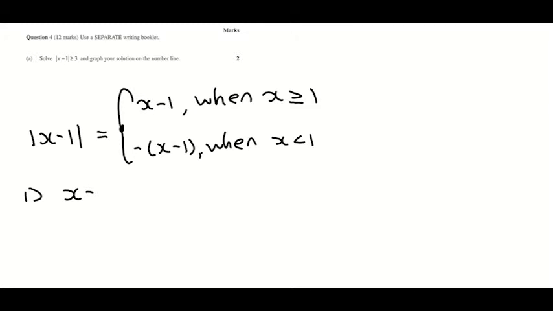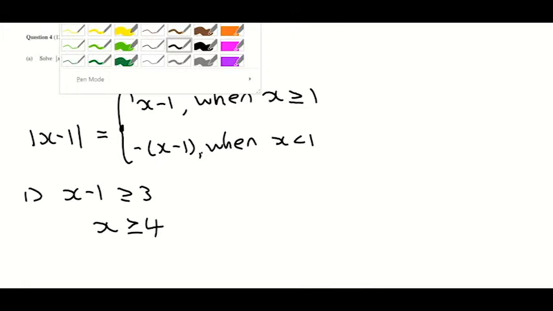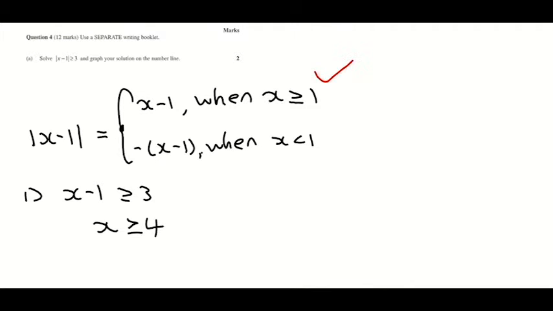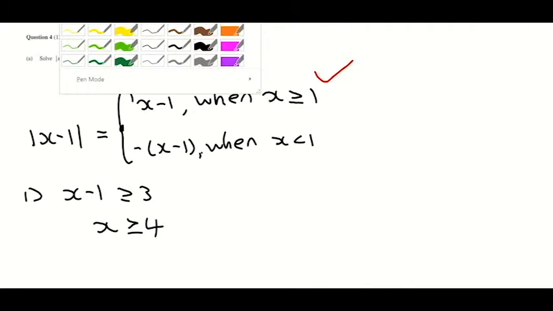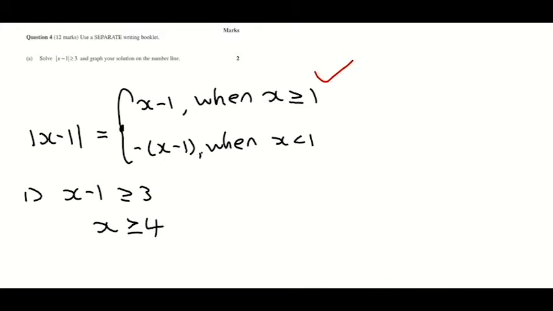Now we should be able to derive the cases straight away, so let's get straight into the action. Case 1. x minus 1 is larger than or equal to 3. We simply add 1 to both sides to cancel out the negative 1, which will give us x is larger than or equal to 4. This maintains our domain, so this is a valid solution.